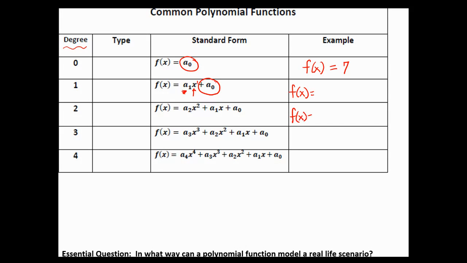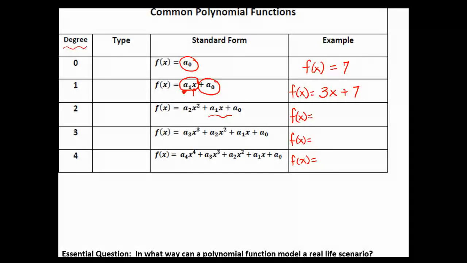So let's fill those all in. They all start with f of x. Remember, that's just a fancy way to write y. We learned that at the beginning of the year. f of x just means y equals. Like this one could be y equals 7. Okay, so we need a first term, and then we need that constant, the a sub 0. So we'll just make it up. Maybe it's 3x plus 7.